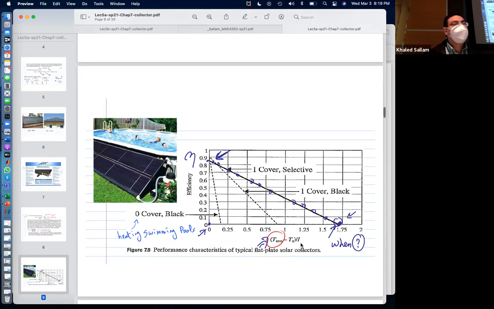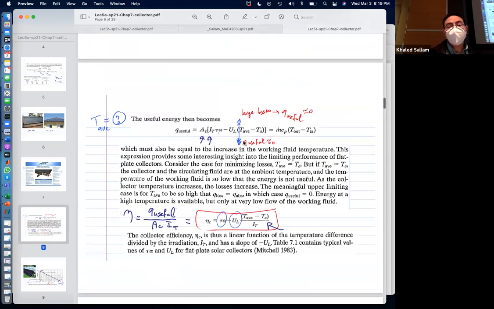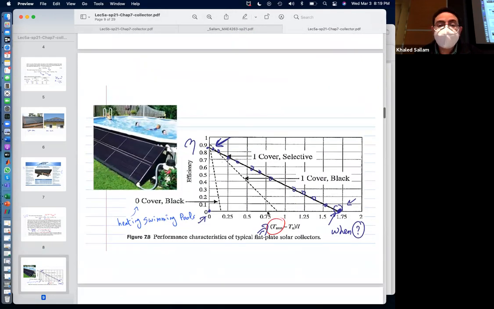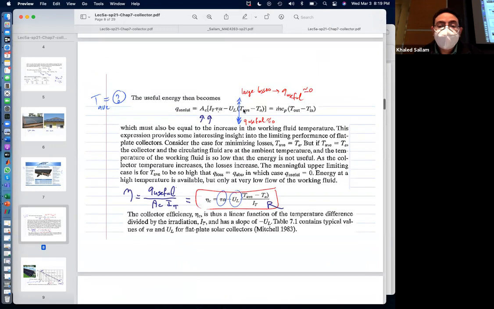Okay? And back to this equation for Q useful. If T average goes really high, if I go all the way to this end, T average gets really, really high until Q useful becomes 0. What does that mean? What scenario does this describe? Q useful is 0 and T will be T max. How can I duplicate this scenario in real life? How can I get my water heater to go to the maximum temperature it can achieve?